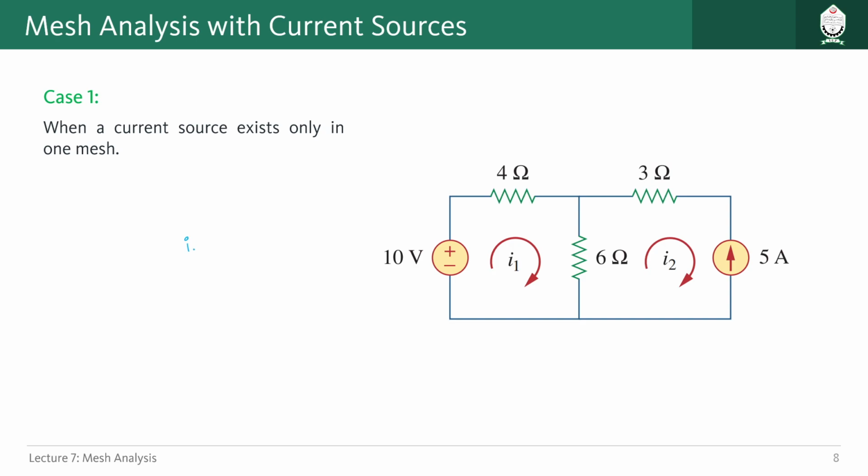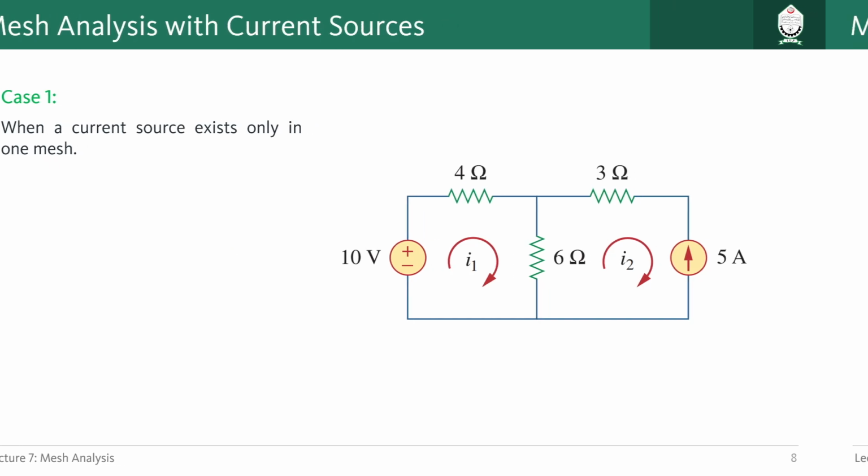I2 should be equal to minus 5, because this branch current and this mesh current are exactly similar but in opposite direction. That's why we can do these things. So case 1 basically simplifies our mesh analysis, because we don't have to create two equations for two unknowns. One of the unknowns is already known to us because of this situation.